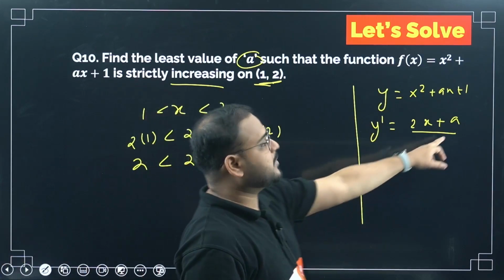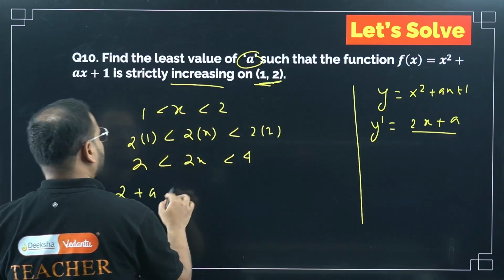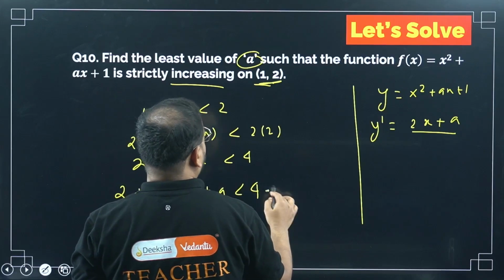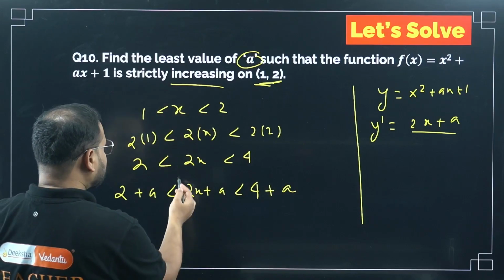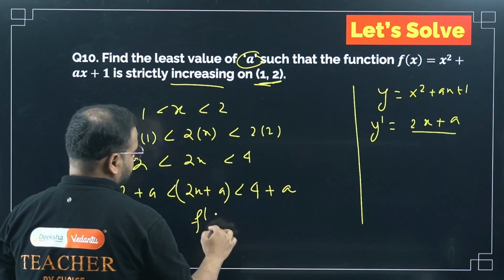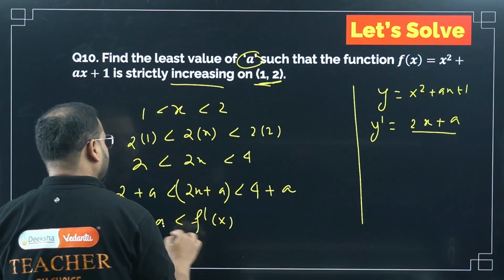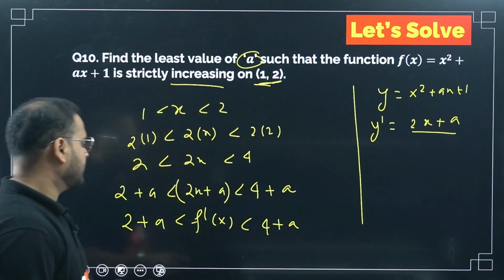No, we're looking for 2x plus a actually. So there is a 2x here, so add a on this. So 2 plus a less than 2x plus a less than 4 plus a. Yes or no? It means 2x plus a, which is nothing but my derivative, should be greater than 2 plus a and should be less than 4 plus a.